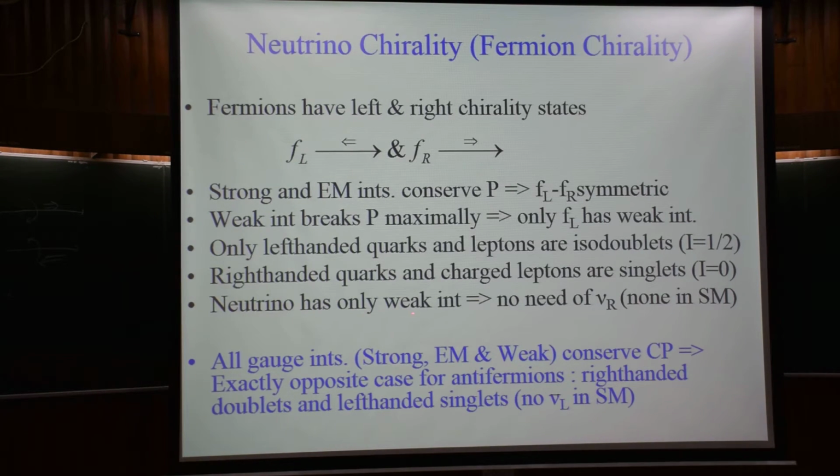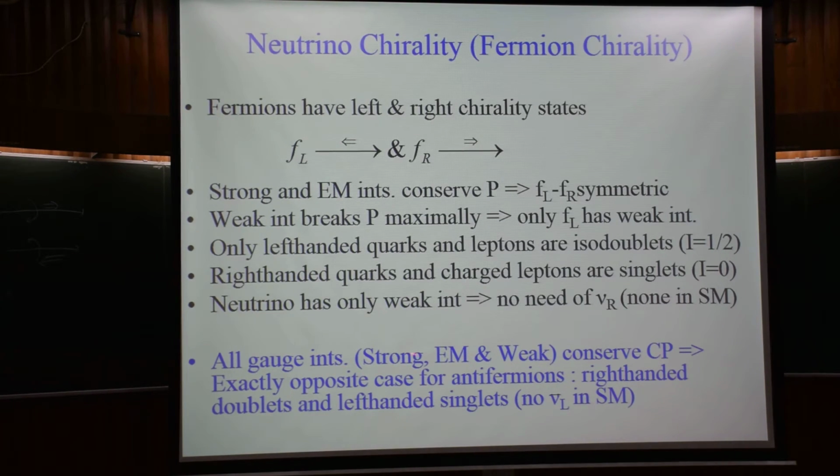But you see, neutrino has only weak interaction. It does not have strong or electromagnetic interaction. So there is no need for a right-handed neutrino. Since there is no need for a right-handed neutrino, in the standard model one assumes that there is no right-handed neutrino. Clear?